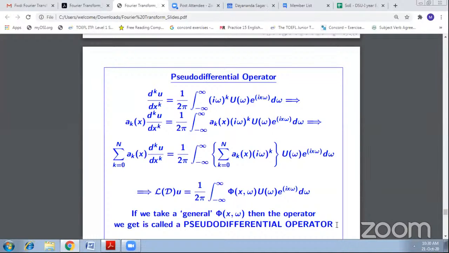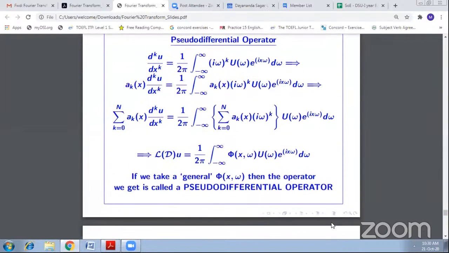Any general phi, in the case of PDEs, the phi of x, omega has this structure, a_k(x) i omega to the k. Note that this x variable and omega variable are separated here. So variables are separated here. But suppose you take a general phi of x, omega here, then we get the notion of a pseudo differential operator.